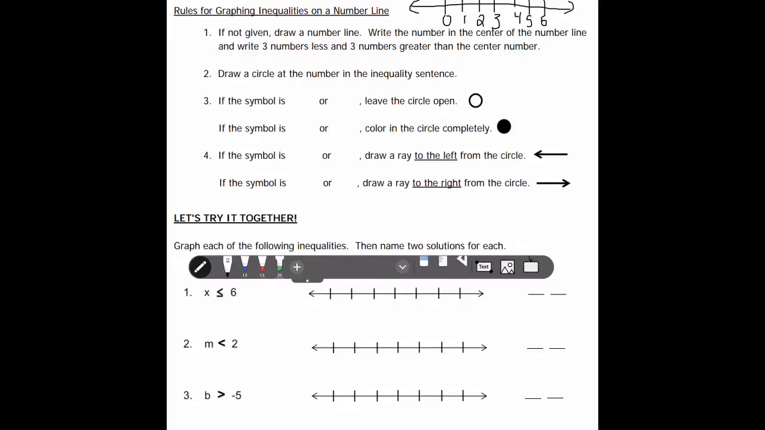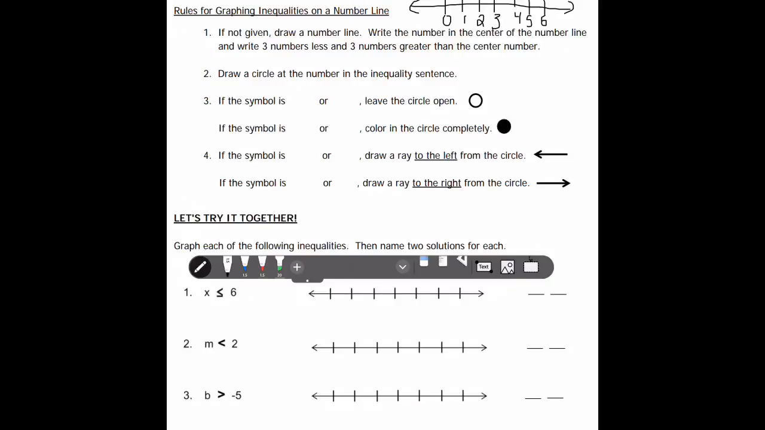Number 2, draw a circle at the number in the inequality sentence. So draw a circle at the number. So we're talking about the number 3 in my example up here. So I'm going to draw a circle at that number 3. Imagine that being a more perfect circle above the number 3. Once again, trying my best on this iPad. So we've got our circle drawn.